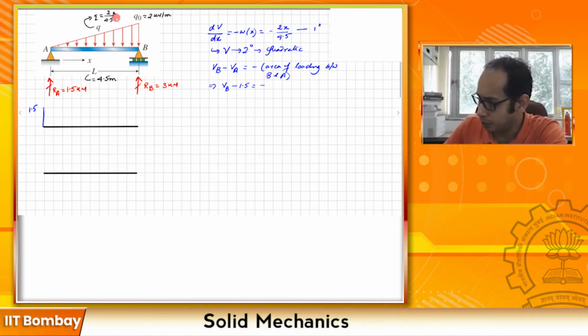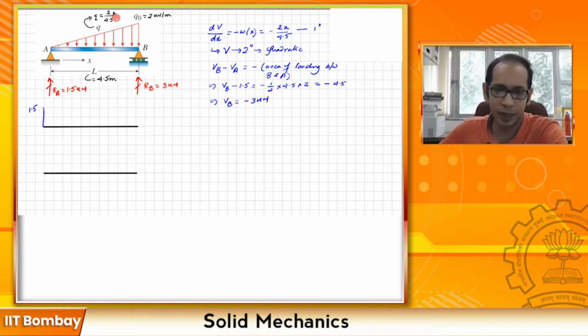So minus of half times 4.5 times 2, which is equal to minus 4.5. And as you can tell, your VB is going to be minus 3 kilonewton, which is quite obvious as well. I did not need to do that because I know here it's 3, it is going up. So over here I'm going to have a negative 3 at the right end.